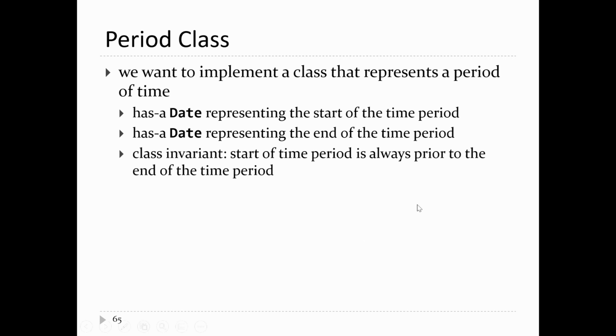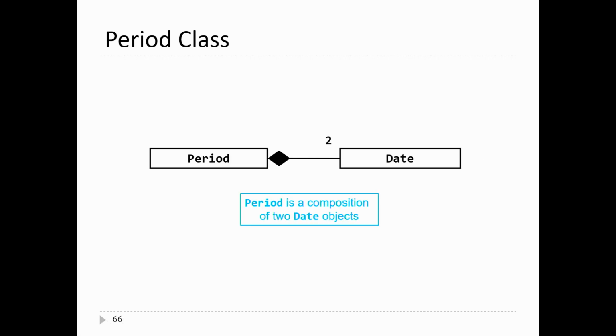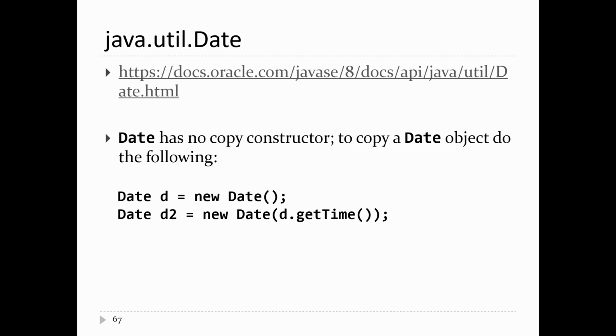So for this example, we're going to use this class called Date, which is java.util.Date. So we'll use a Date object to represent the start time. We'll use a Date object to represent the end time. And we have the invariant where the start time is always before the end time. Now the Date class is a little bit funny. We'll get to that in a second.